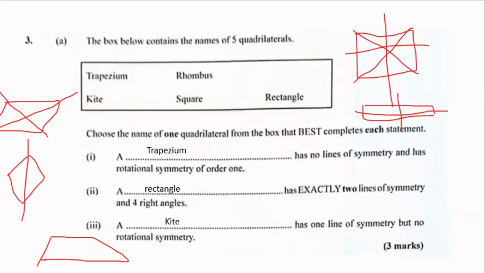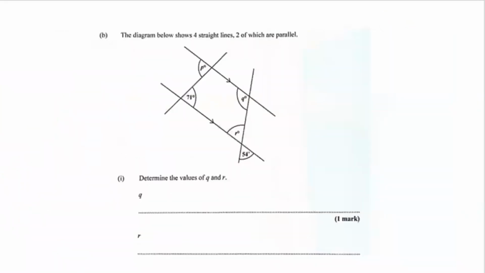So we're now going to the next question. It says, the diagram below shows 4 straight lines, 2 of which are parallel. So our parallel lines are the ones that have the arrows. You see the arrows are going in that direction. The other 2 lines that cut these parallel lines are called transversal lines. It says determine the values of Q and R.